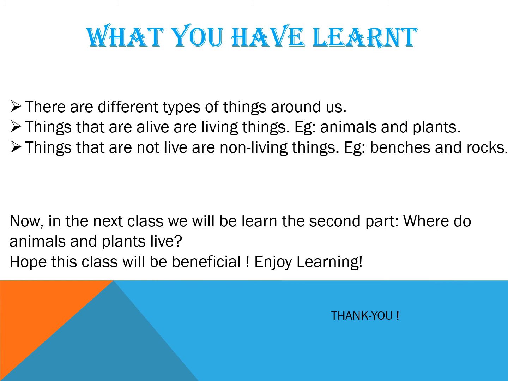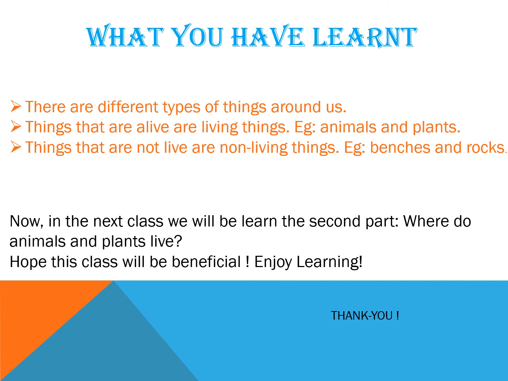Now what we have learned today is that there are different types of things around us. Things that are alive are living things, for example animals and plants. Things that are not alive are non-living things, for example benches and rocks, which are related to the zoo in the previous slides. So with this we have completed the explanation. Hope in the next class we will be learning the second part, that is where do animals and plants live.